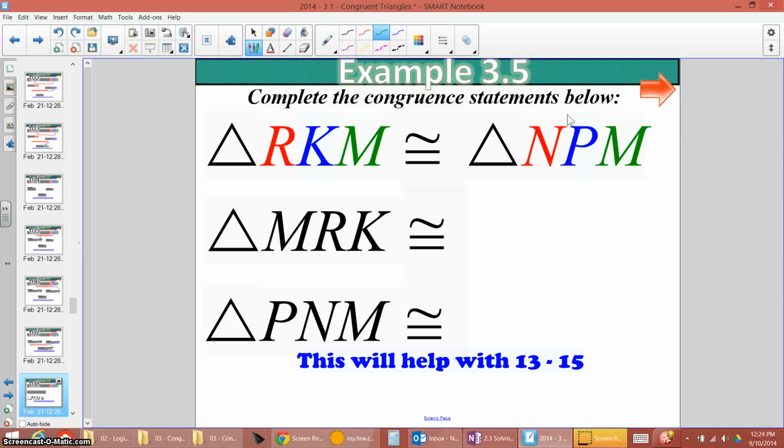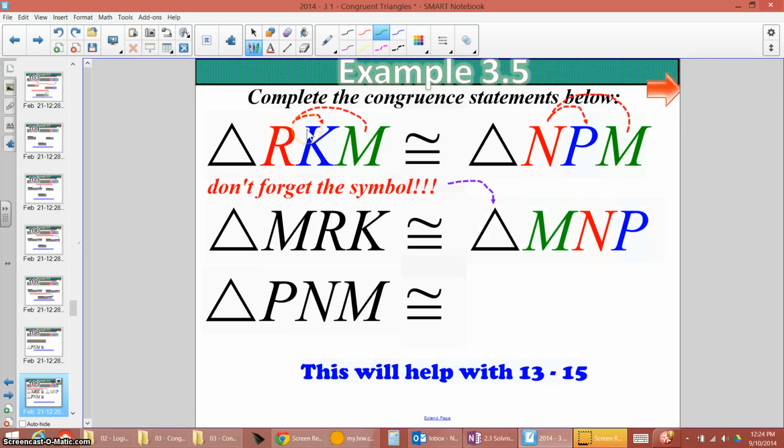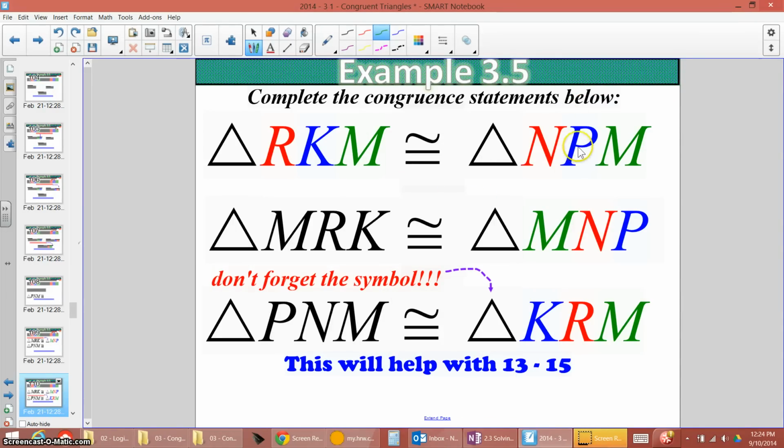So now we've got triangle MRK. We start with M, we go to R, and then we go to K. That takes us from M to N to P. We have to keep them in the same order. Now, PNM, here's the next one. We start with P, go to N, and then M. So over here, we have to start with K, go to R, and then M. So it's blue, red, green. Here we got to go blue, red, green.